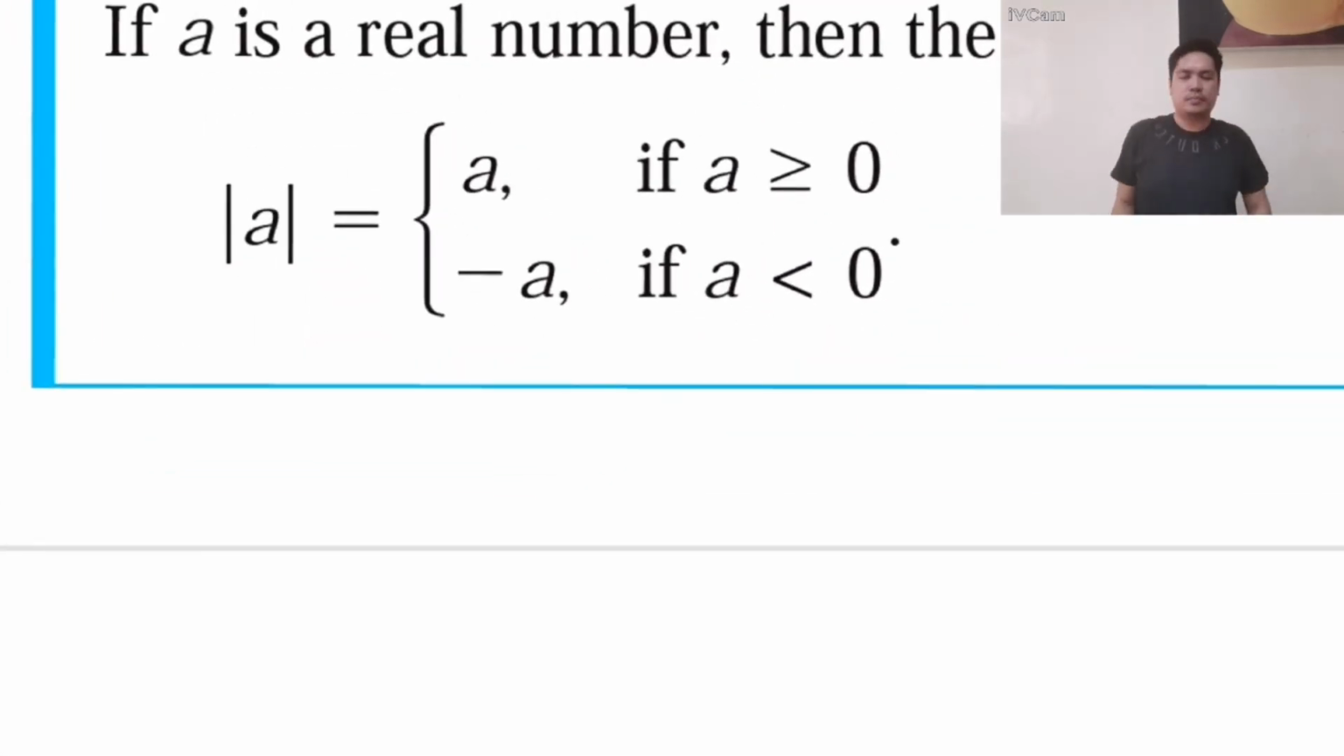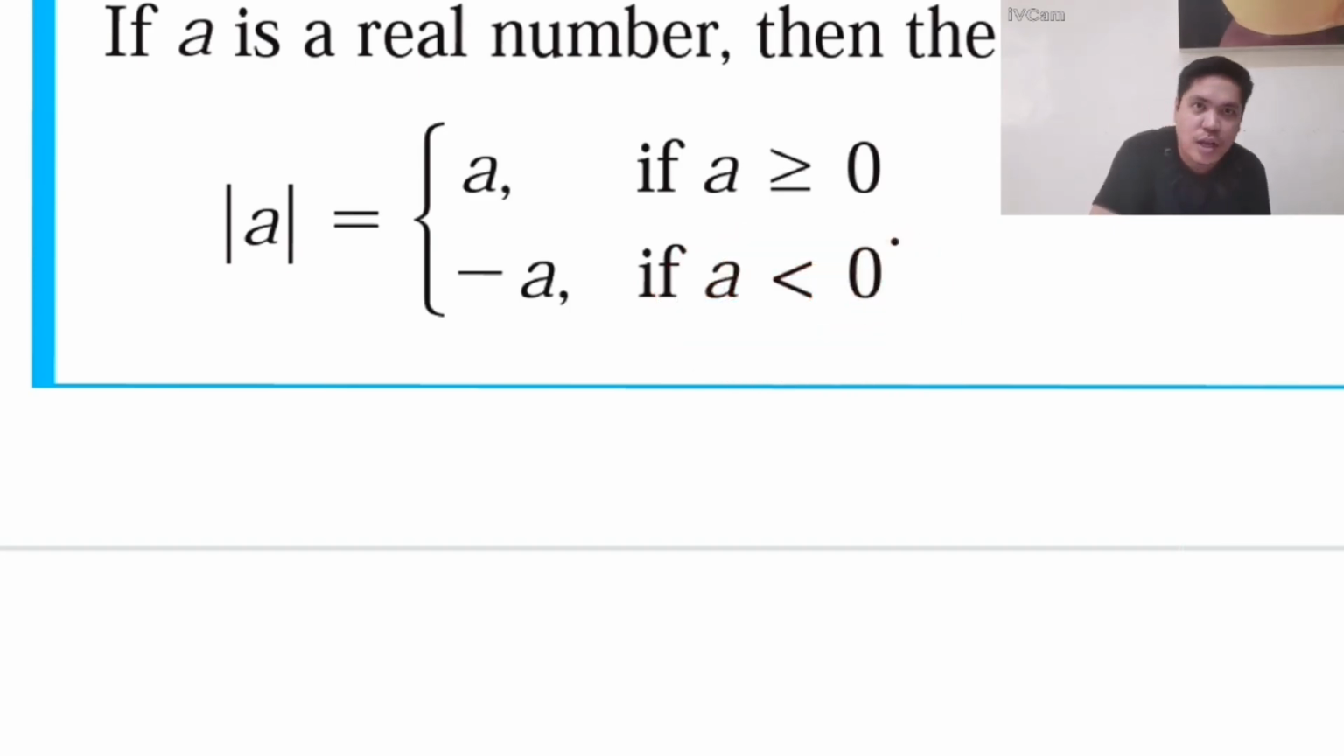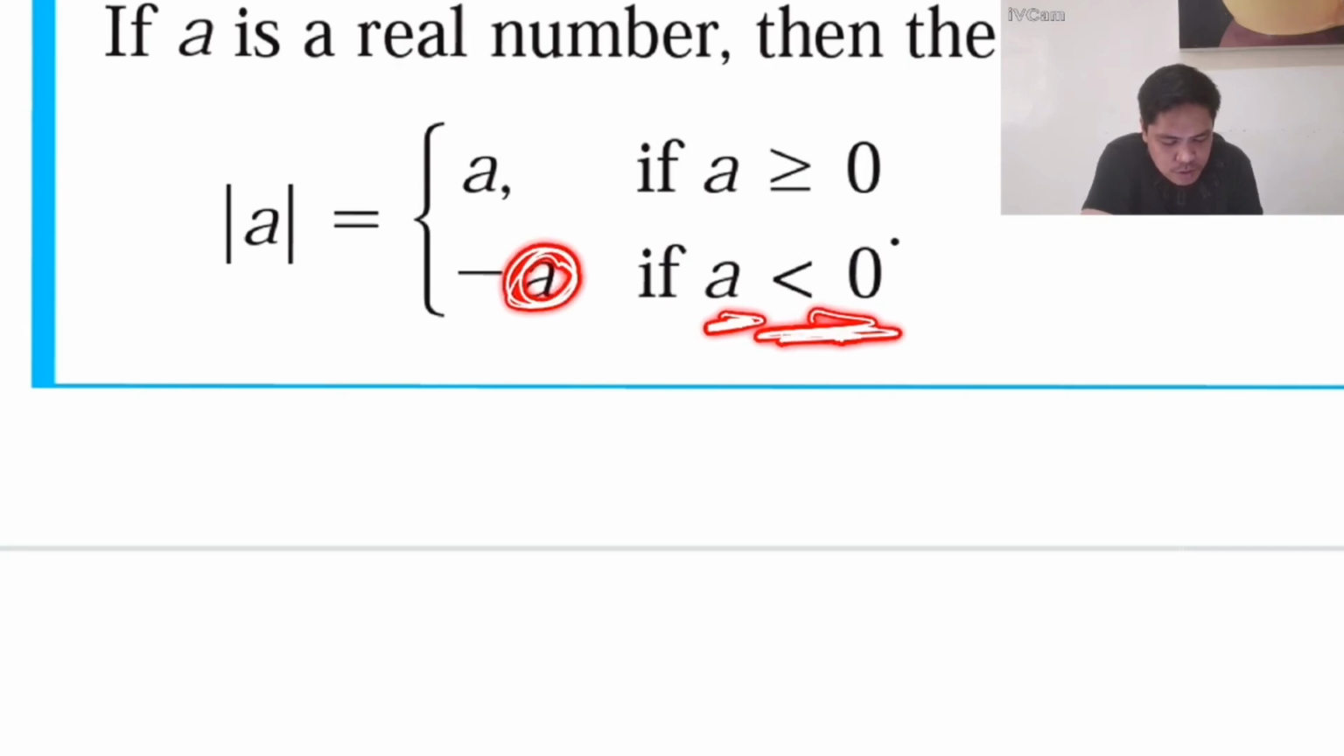So what does this mean? It means that the absolute value of any number is always positive. Why? Because any number less than 0 is a negative number. Andito yung camera. Any number less than 0 is a negative number. So negative multiplied by negative, that would be positive.